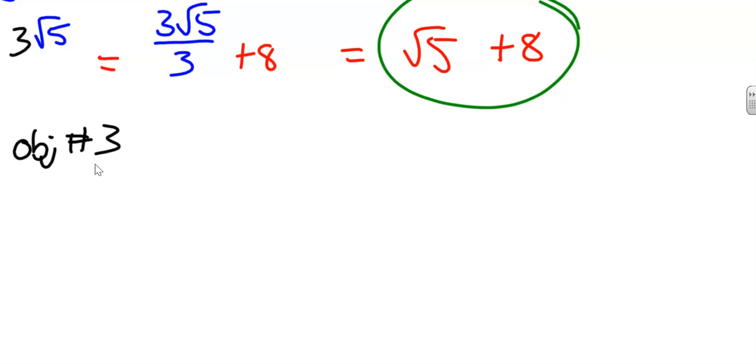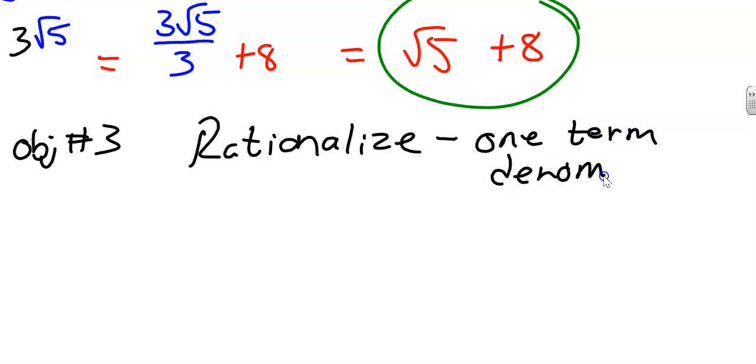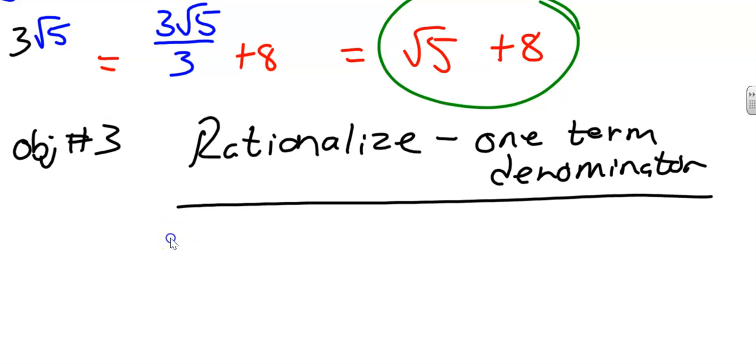Okay, objective 3. This is where you're going to rationalize. And there's a couple of different ways they're going to have you do it. The very first one, when they give you the option to rationalize here, is going to be with a one-term denominator. And after we do a couple of these, then there's one objective we'll do in a minute where we do two-term denominators. And it's got a different way to look at it. But if it's a one-term denominator, you're going to do one simple little thing with this one.